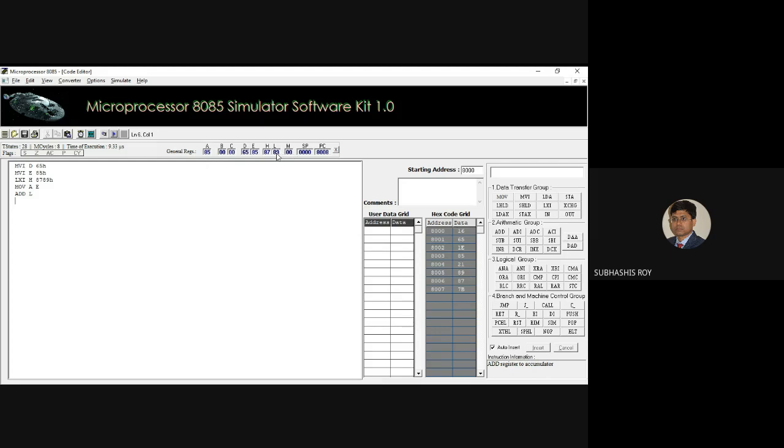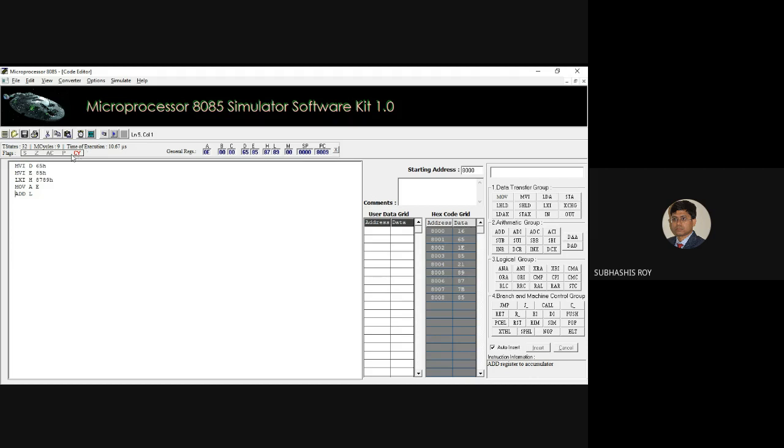So after addition of these two numbers, what will you get? Let me show you what I am getting. This addition is done. I am getting 0E here, and I am getting a carry. Very important: 89 plus 85, when you are adding these two numbers, you are getting a carry.